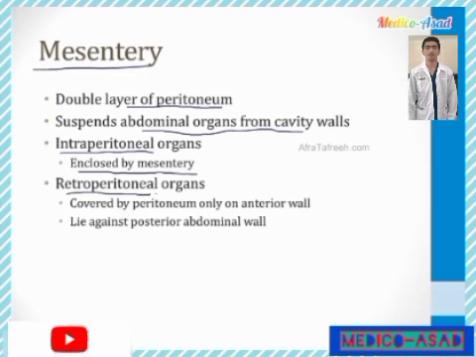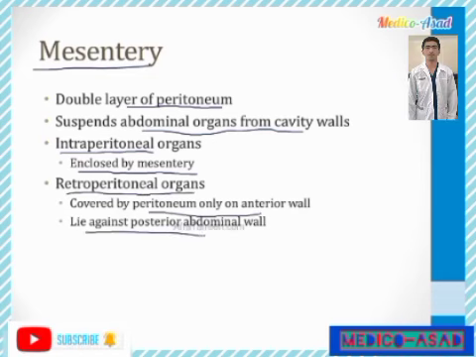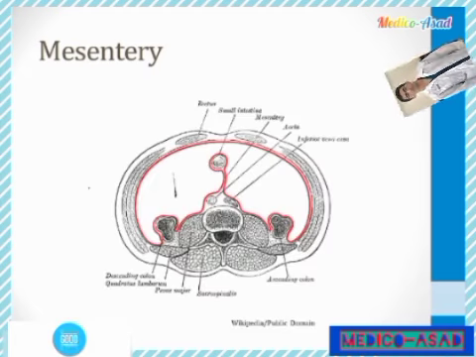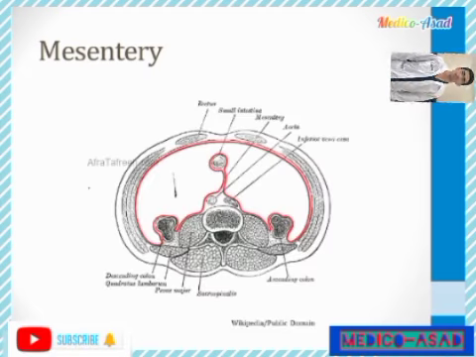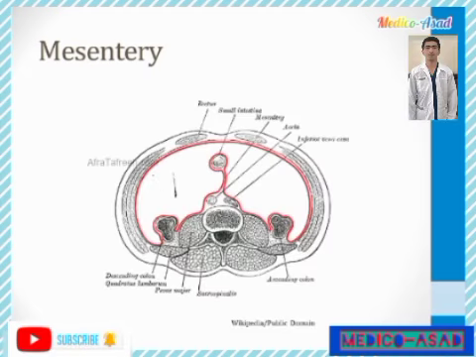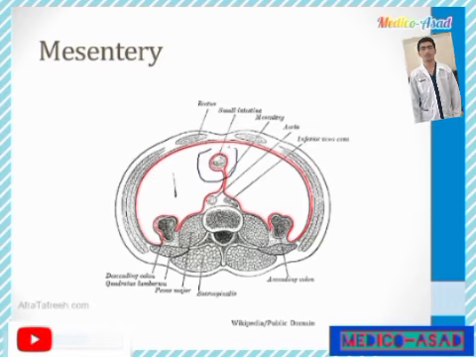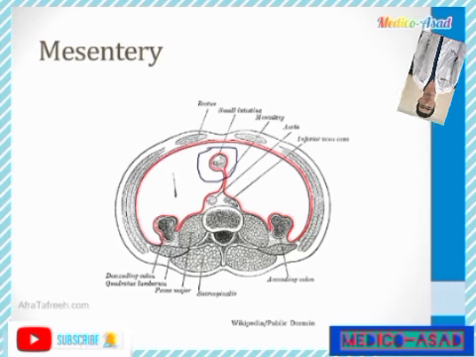Organs that we call retroperitoneal are covered by peritoneum only on their anterior wall, and then they lie against the posterior abdominal wall. Here's a recreation of some structures in the abdomen to give you an idea of what I'm talking about. The red line here represents the mesentery, and you can see that there's a loop of small intestine here completely wrapped in mesentery. So that would be an intraperitoneal structure.